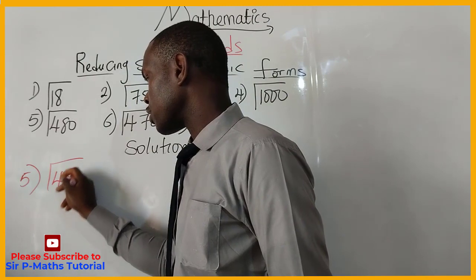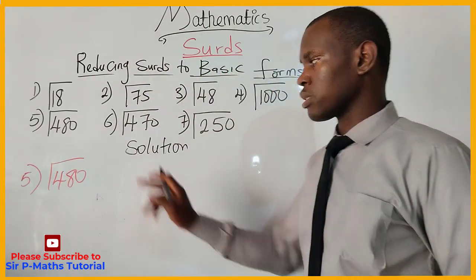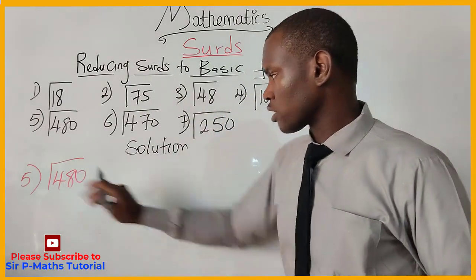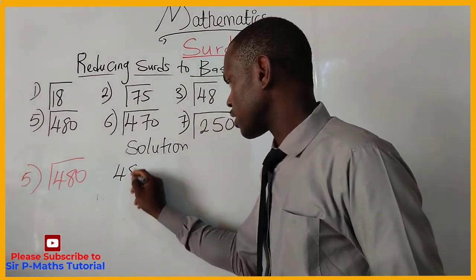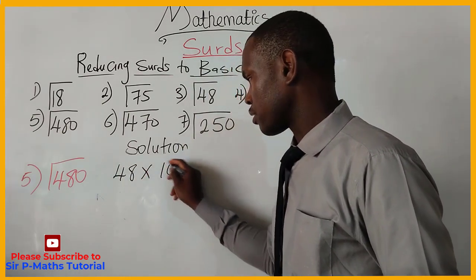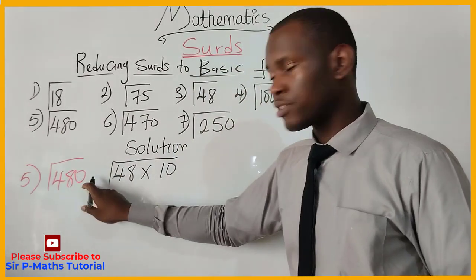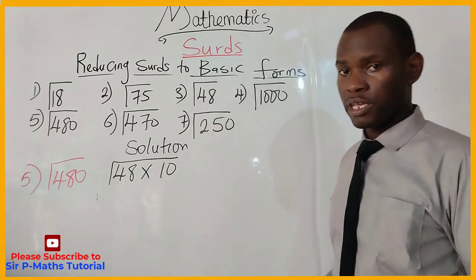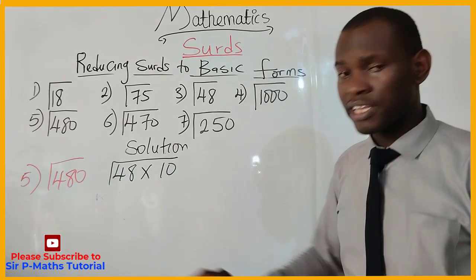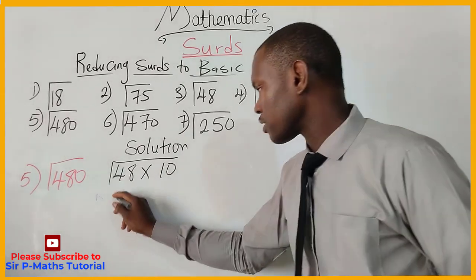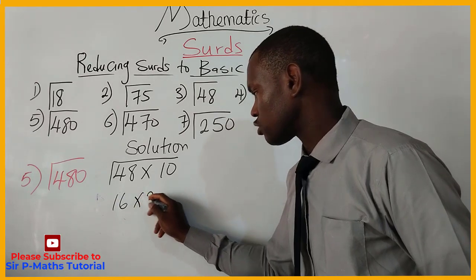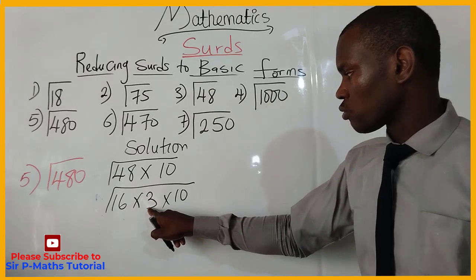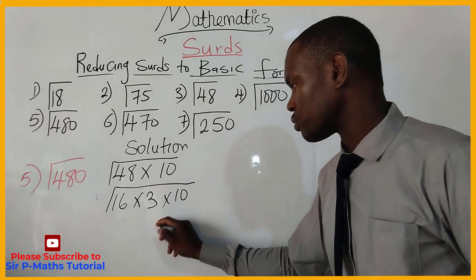I have root 480. Now solving this one, sometimes it is not easy to get the two numbers by reasoning. But look at what I will do. You know that if I say 48 times 10, I will have 480. But then 48 is not a perfect square. 10 is not a perfect square. But this 48, I can also reduce it again to a perfect square by saying 16 times 3 times 10. Alright? So this 3 can multiply this 10 now to be 30.